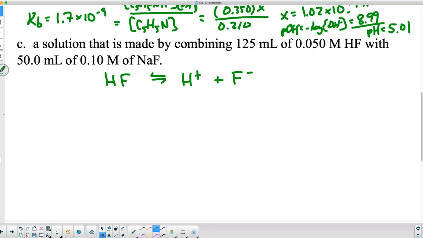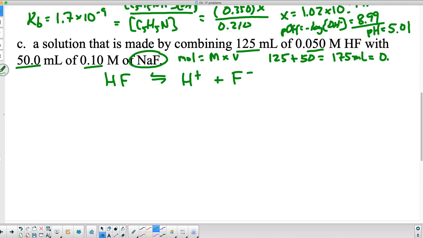The problem is that we're not mixing. We're mixing like 50 milliliters and 125 milliliters, and the concentrations are different. So that means we're going to have to go back to moles. You guys know that moles is equal to the concentration times the volume. So we're going to have to go back and find the number of moles that we're going to start with, and then we're going to add up the volumes, and that's milliliters.